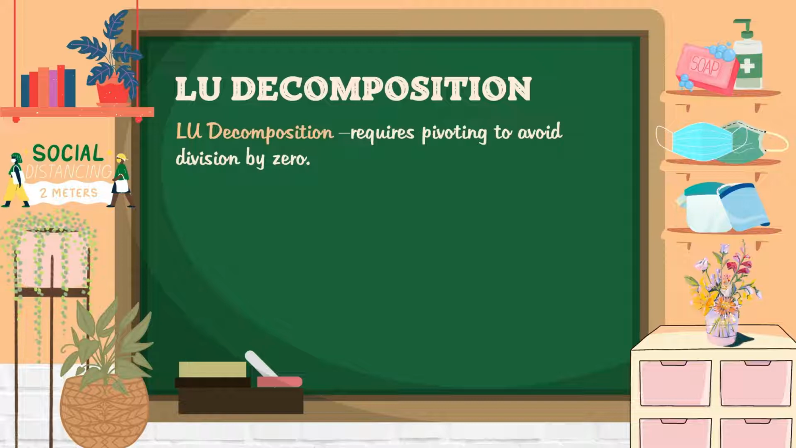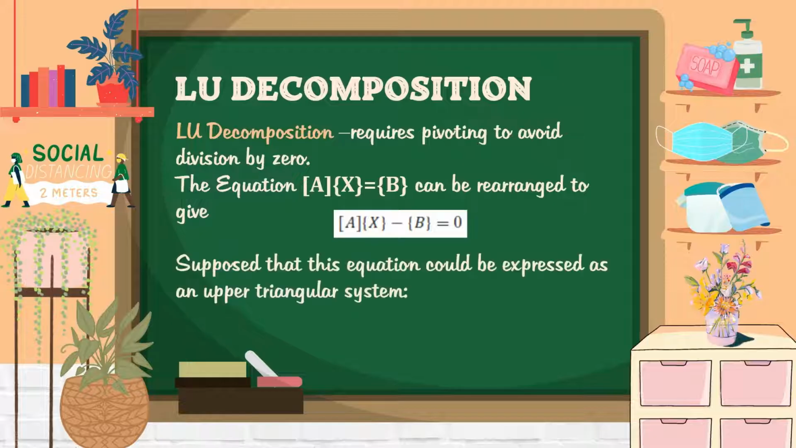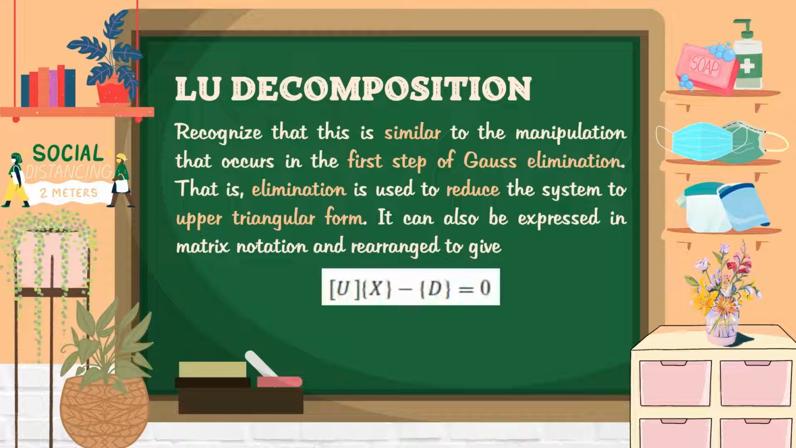The equation above can be arranged to give the coefficient matrix A and the variable x, minus b, equals 0. Suppose that this equation could be expressed as an upper triangular system. Recognize that this is similar to the manipulation that occurs in the first step of Gauss elimination. That is, elimination is used to reduce the system to upper triangular form. It can also be expressed in matrix notation and rearranged to give the following.